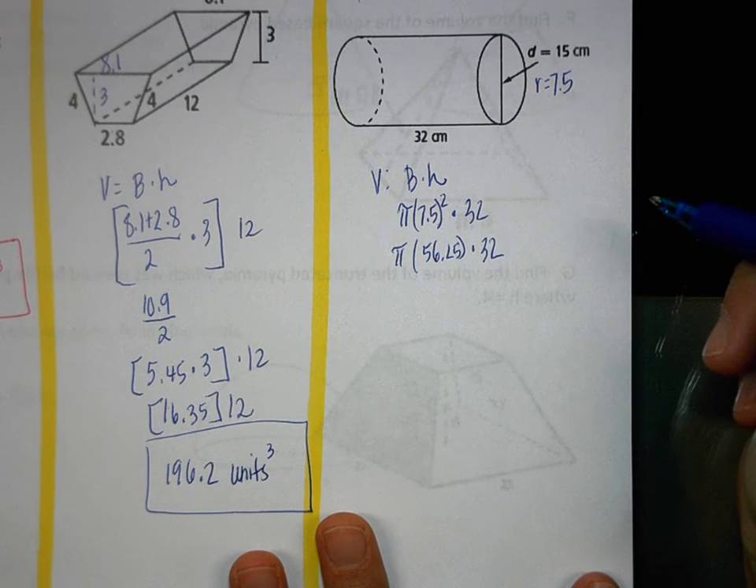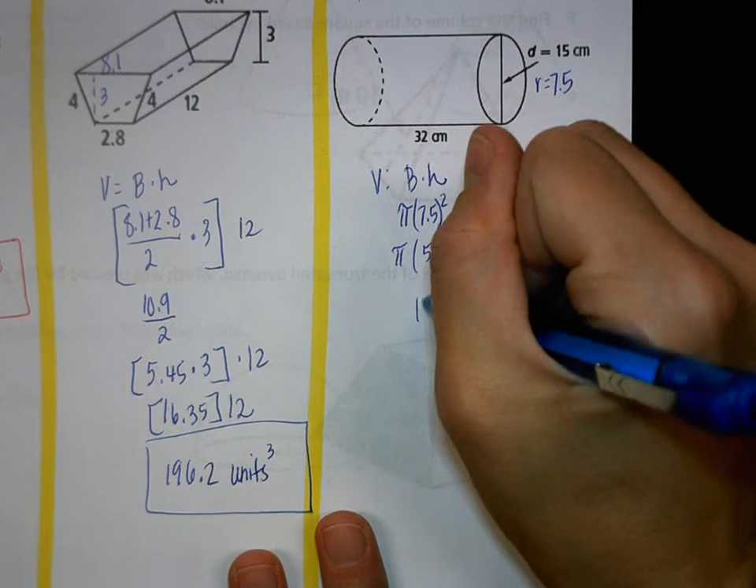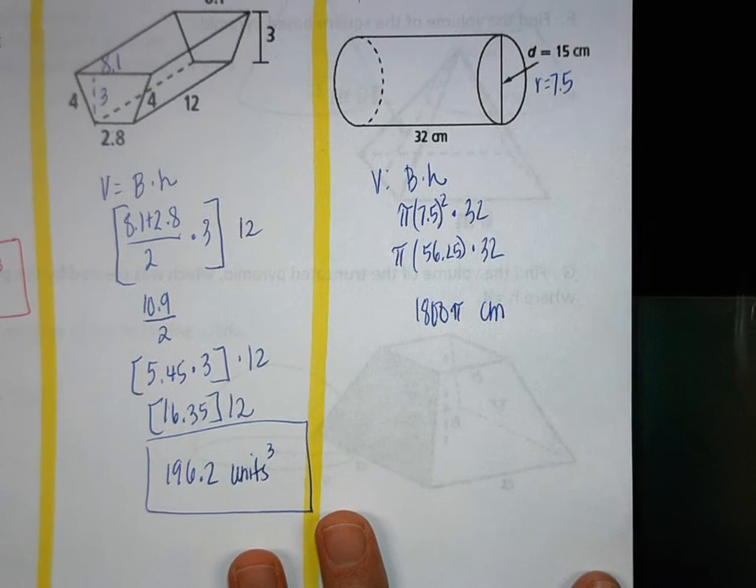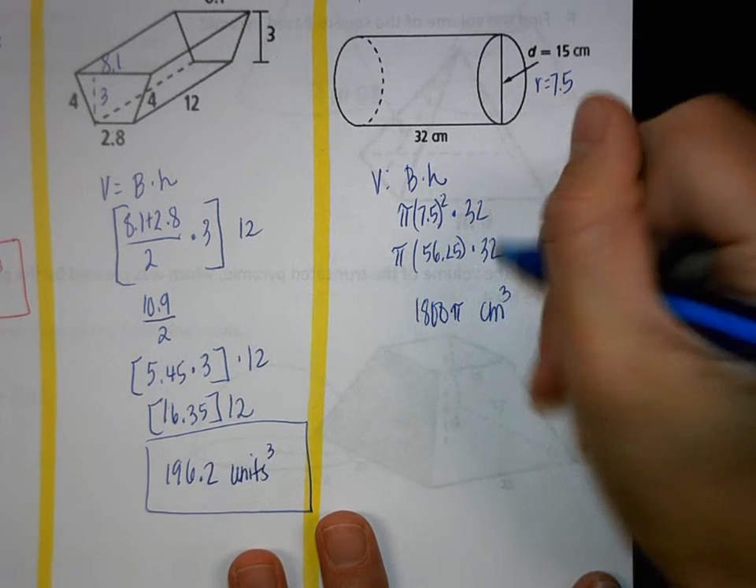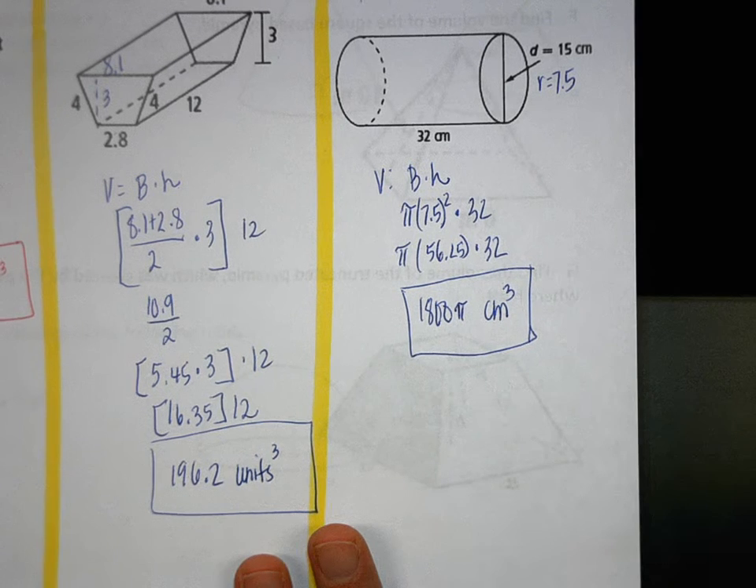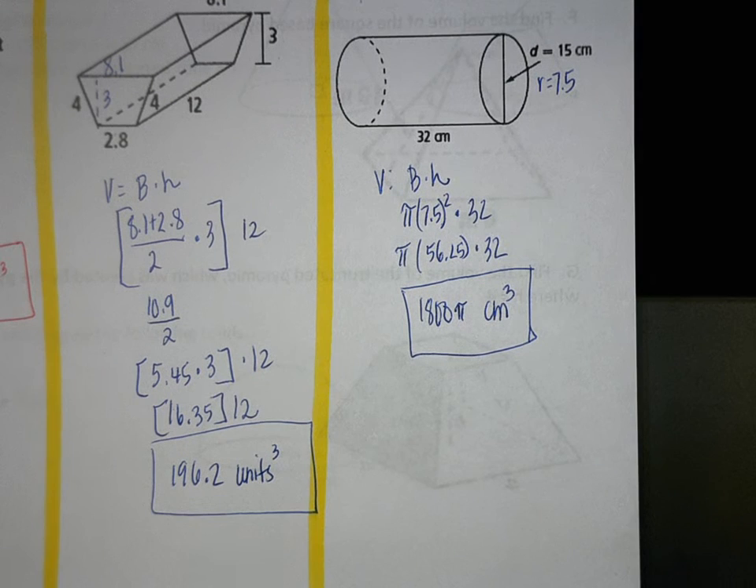And we take that, multiply by 32, and we get 1,800 pi centimeters cubed. Okay, good. There we go. And we're just going to leave these in terms of pi. Could you multiply by 3.14? Yes, exactly. Depending on the test, if you had a multiple choice test and it said in pi, then you'd leave it like this. If not, then you just multiply that answer by 3.14. All right, any questions? Okay, moving on to D.